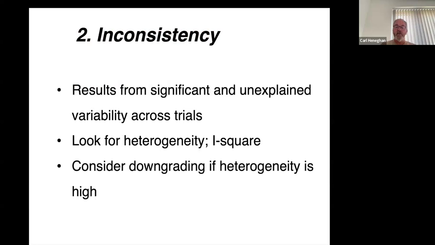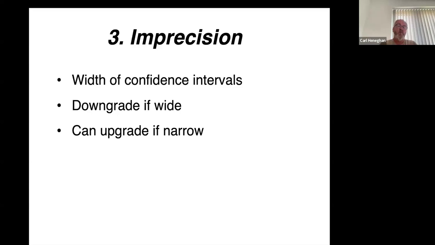Inconsistency. Now, I talked about that. Heterogeneity: if there's significant unexplained variability across trials, consider downgrading if heterogeneity is high and cannot be explained, so if it's above 50%. You might see heterogeneity, for example, because in some trials you used a higher dose compared to other trials where they used a lower dose. Well, what you would do is repeat your analysis and separate those 2 out and see if that explains the heterogeneity. Imprecision, that's about the width of the confidence intervals. If the confidence intervals are wide, downgrade; upgrade if they're narrow, if there's a precise estimate.